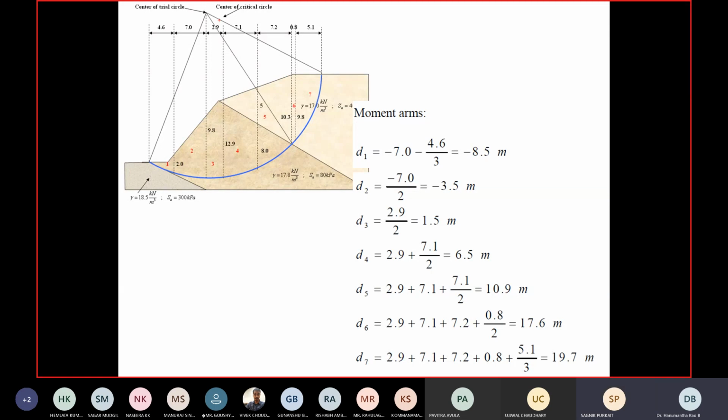Yes. Sir, why is this 4.61 divided by 3? Where is it achieved? D7. So D7, 5.1 divided by. Sir, in D7 and D1 both. It's a triangle, isn't it? They are taking it as a triangle. Oh, okay, sir. Center of gravity distance, isn't it? Yes, yes, okay, sir.